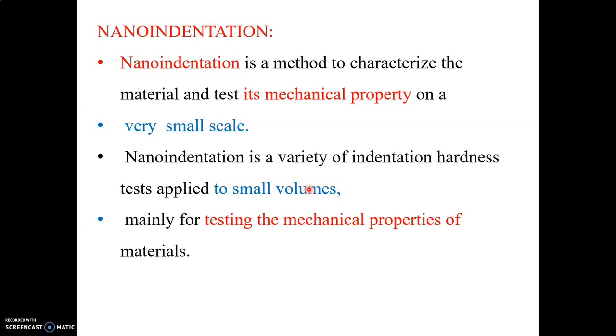Here, you are going to test the mechanical properties of the materials. You load some amount of weight onto the tip of the nanoindentation equipment, and that tip is brought into contact with the sample surface.